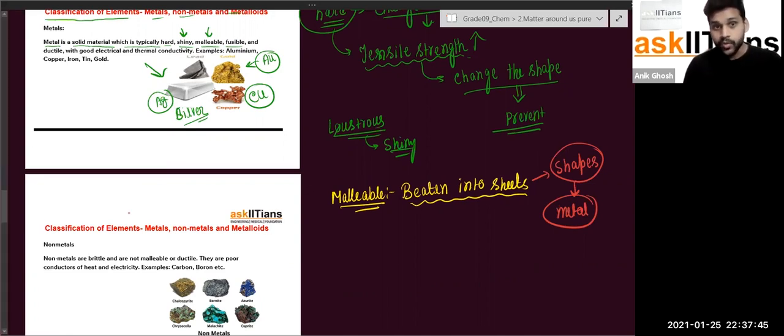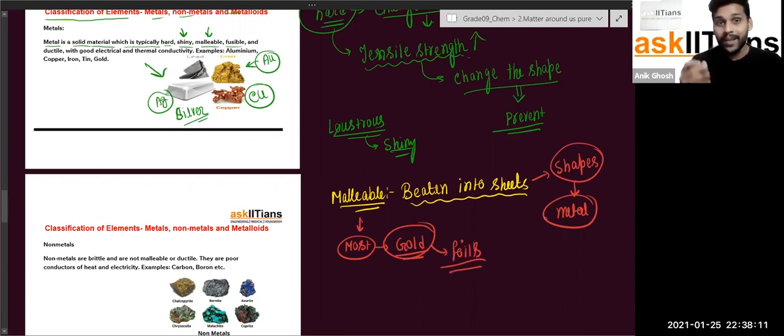Let me tell you the most malleable metal. The most malleable metal is gold. So gold is the most malleable metal. You can make gold foils. You can make aluminium foils as well, isn't it? You have seen the aluminium foils as well. So gold foils, aluminium foils, you can make them. So for that reason, these are the properties of metal.